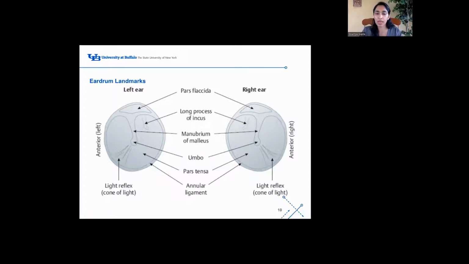In terms of the tympanic membrane itself, above the long handle of the malleus you would see the pars flaccida, which is not as taut compared to the pars tensa all around it. And then there's the annular ligament, which surrounds and keeps the tympanic membrane in place. And just as was mentioned before, you have the light reflex coming off of the light source from your otoscope. It's also called the cone of light.